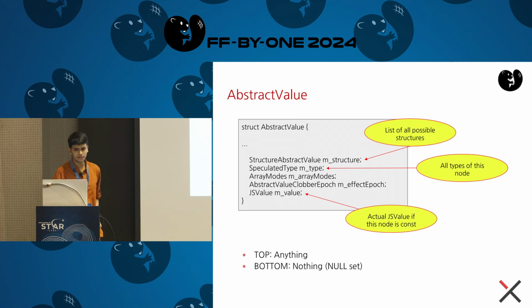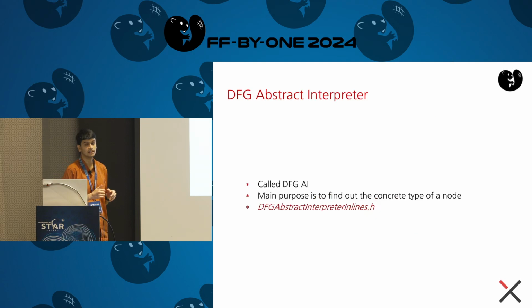The abstract interpreter is used to find the concrete type of the node. It also has other implications. For example, it's used for constant folding and constant propagation, but we are not going to discuss that here. Remember that if you are reading the source code, it's always called DFG AI or AI in the source code. AI stands for abstract interpretation.